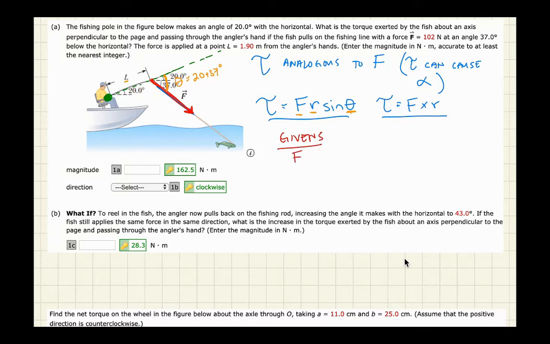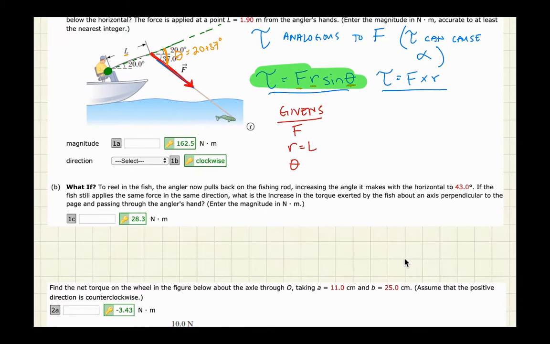F is given. Also given is R. R is equal to L in this case. And then theta is given. So this is a plug and chug, solve it out type question. And then the second part, because these are vector quantities, what is the direction of that vector? Well, relative to the frame of reference of the picture that they've given, this force would cause my fishing pole to rotate clockwise. Yeah, so there you go.